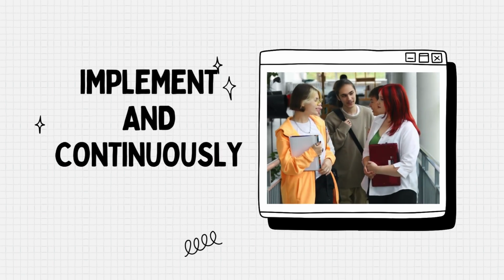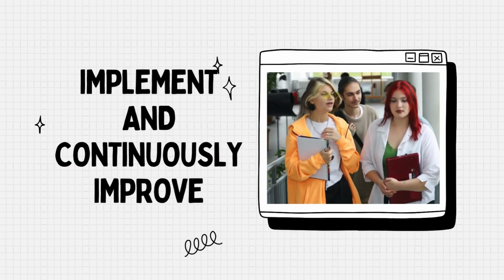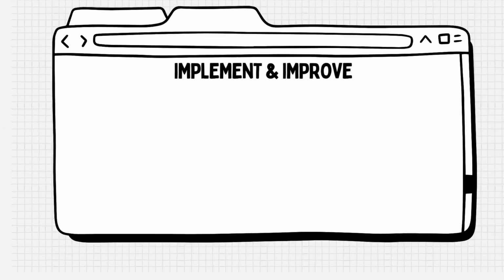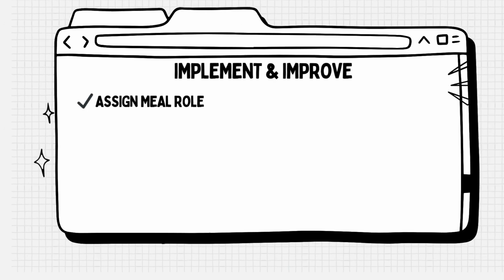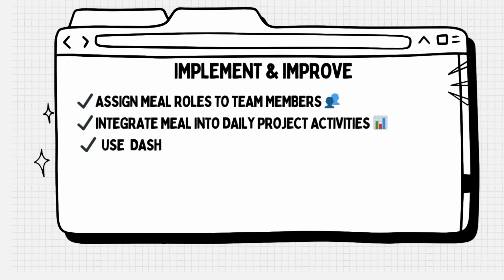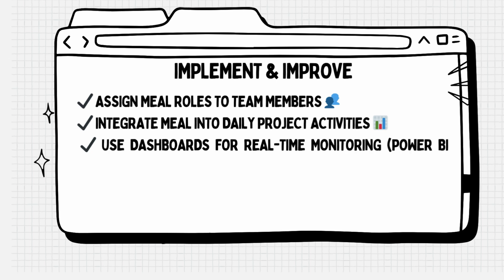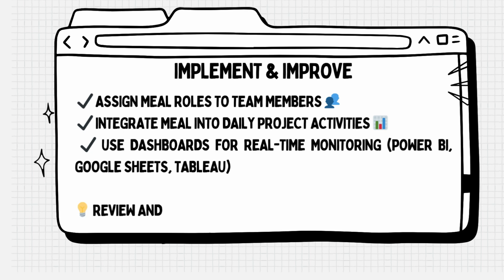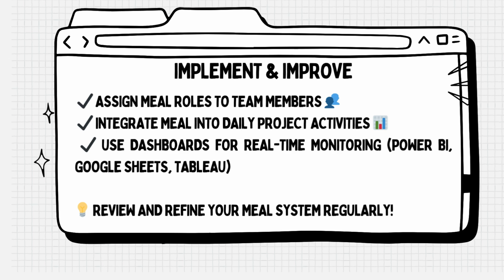Now it's time to put your MEAL system into action. Start by assigning clear roles and responsibilities to ensure everyone is involved in the process and understands their part. Integrate MEAL practices into your daily operations, so it becomes a natural part of your workflow, not just an afterthought. To further enhance efficiency, leverage dashboards for real-time data visualization that allows for better tracking of progress, quick identification of issues, and more informed decision-making. By embedding a comprehensive MEAL framework into the core of your project, you can ensure continuous learning and improvement throughout its life cycle.